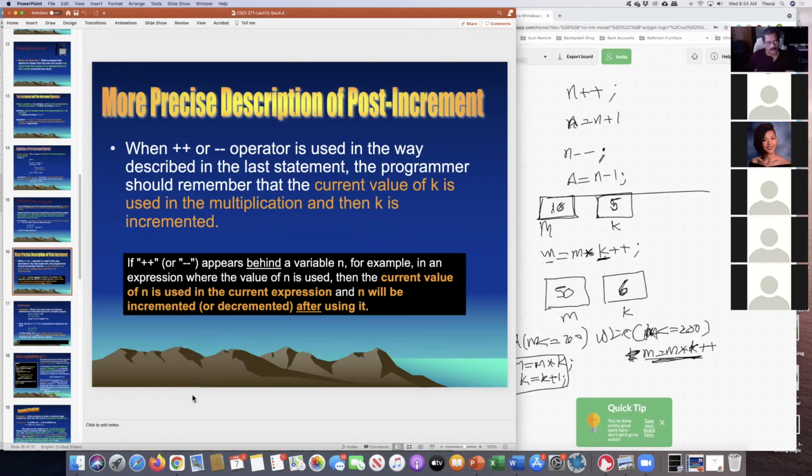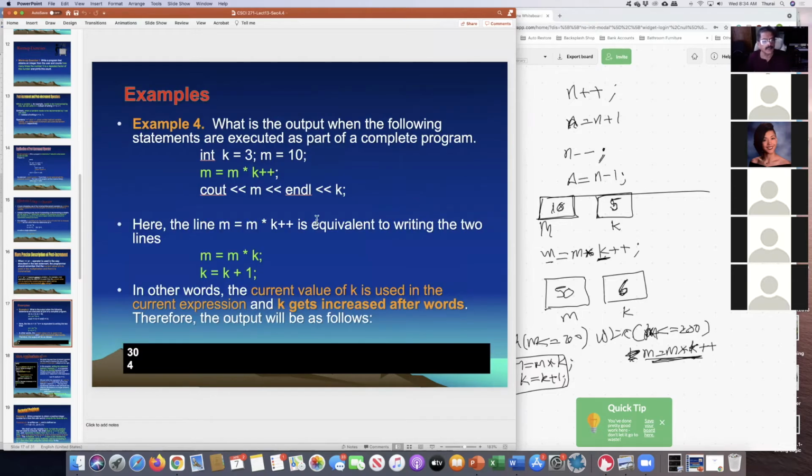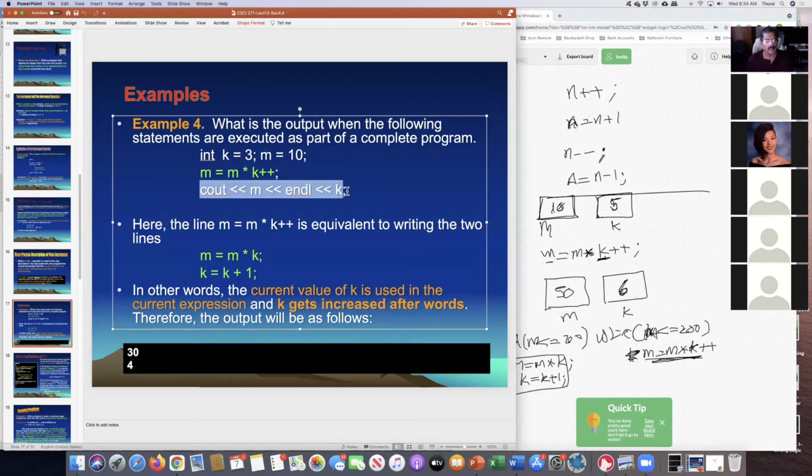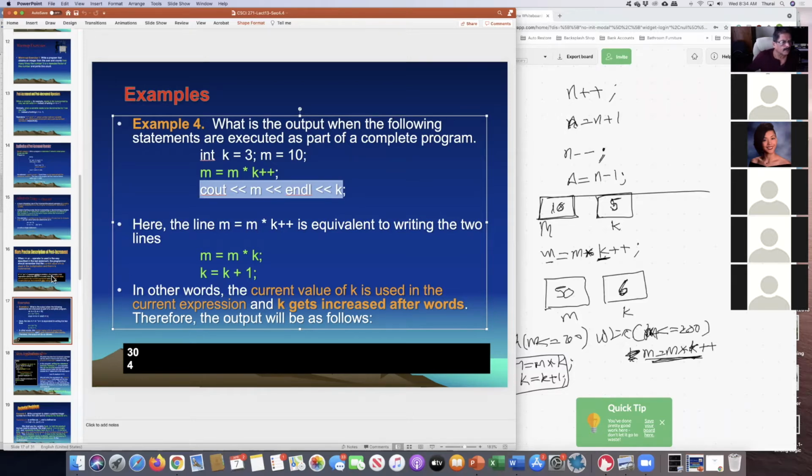There's another operator coming up later that has a completely opposite meaning. That's why I'm going step by step. So let's understand this first. Okay, so here's an example. k equal to 3, m equal to 10, m equal to m times k++, and then cout m and k. Okay, what will be printed by this? Thirty and 4. 30 and 4 is correct. Very good. All right, so that's clear. I have already explained it, so I'm moving on.